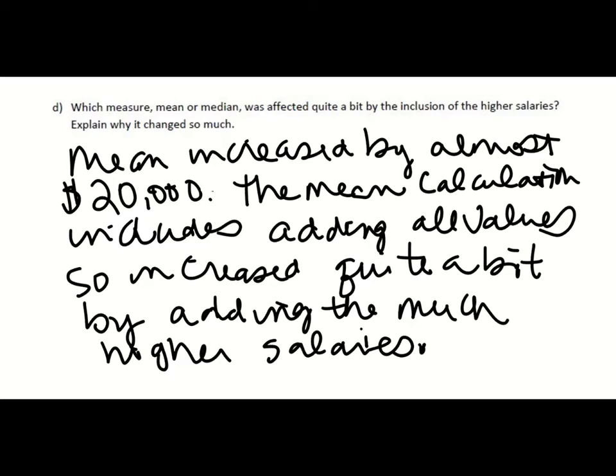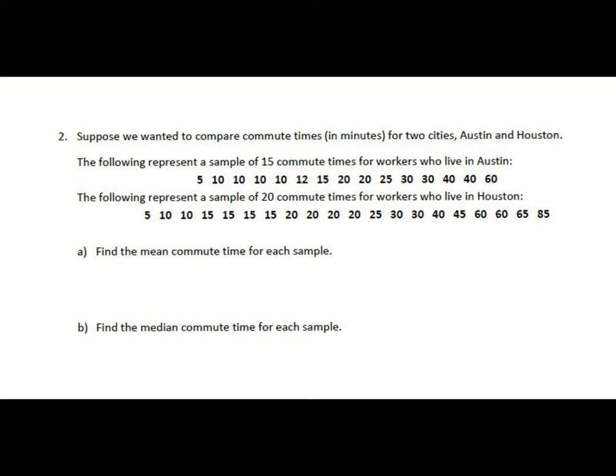So when you added those much higher salaries, that greatly affected the mean. The median did not affect as much. Okay, suppose we want to compare the commute times for two cities, Austin and Houston. The following is a sample of commute times for workers who live in Austin.